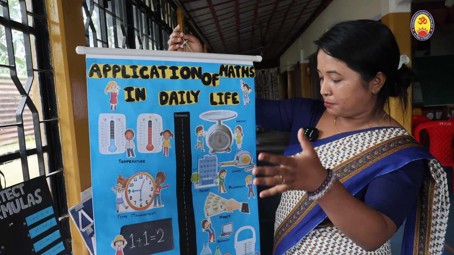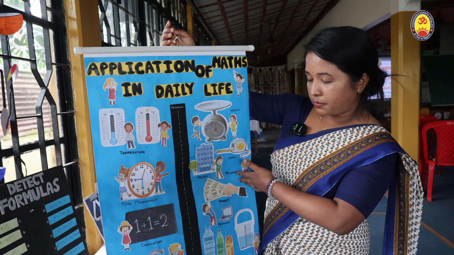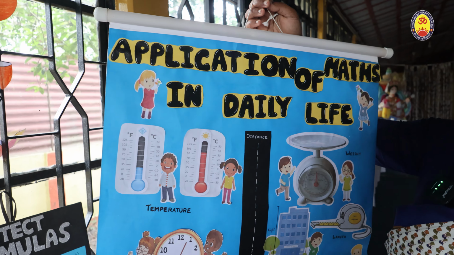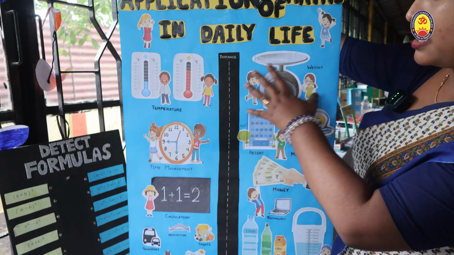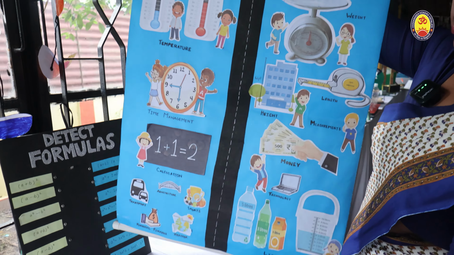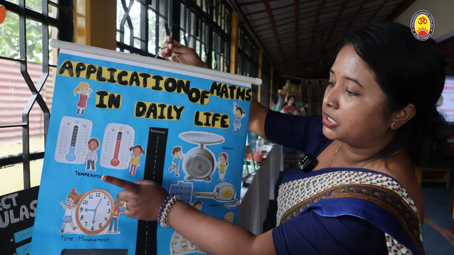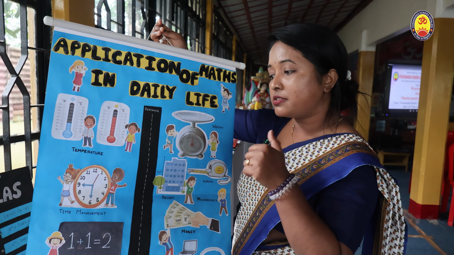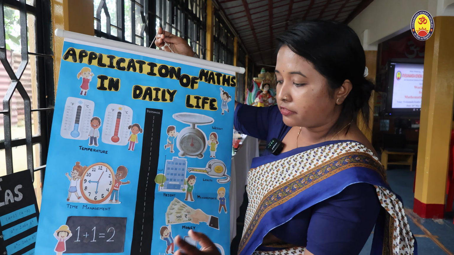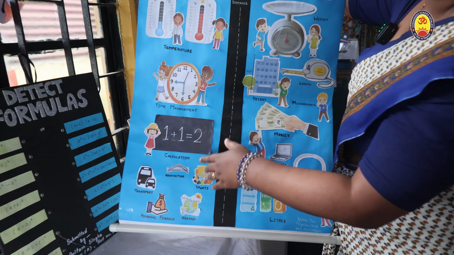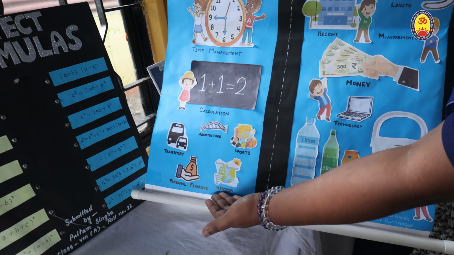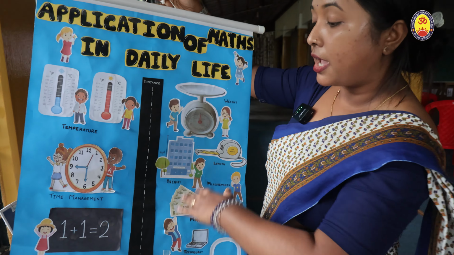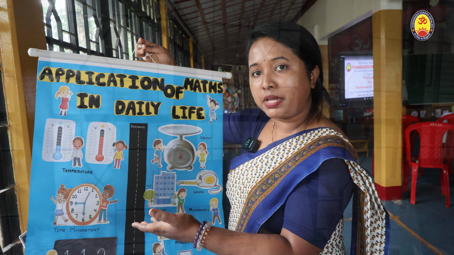Addition, subtraction, multiplication, division. We can see measurements which we come across in daily life, temperatures, and time management. These are the basic things we require in daily life, and they are beautifully presented in this chart, starting from temperature, time management, calculation, and the four operations. Then comes calculation when we travel, and for personal finance, that is banking. Everywhere the basic calculations are required, which is given in our subject mathematics.